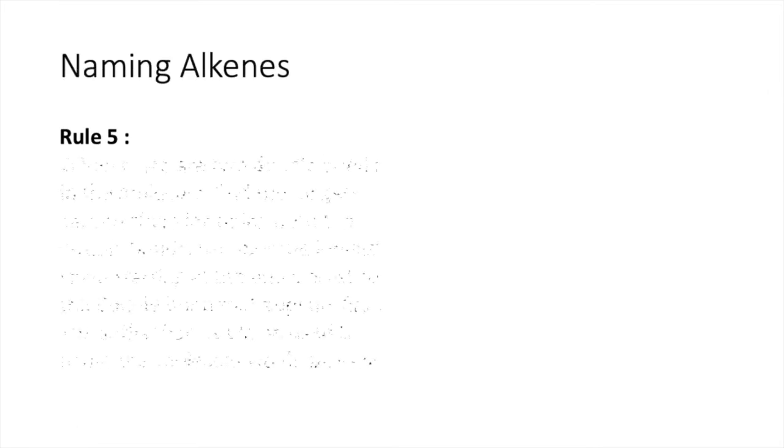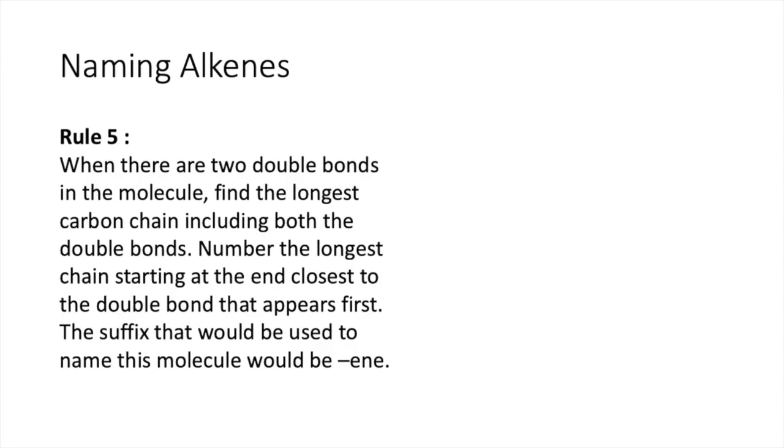Rule number 5. When there are 2 double bonds in the molecule, find the longest carbon chain including both of the double bonds. Number the longest chain starting at the end closest to the double bond that appears first. The suffix that would be used to name this molecule would be "-diene".